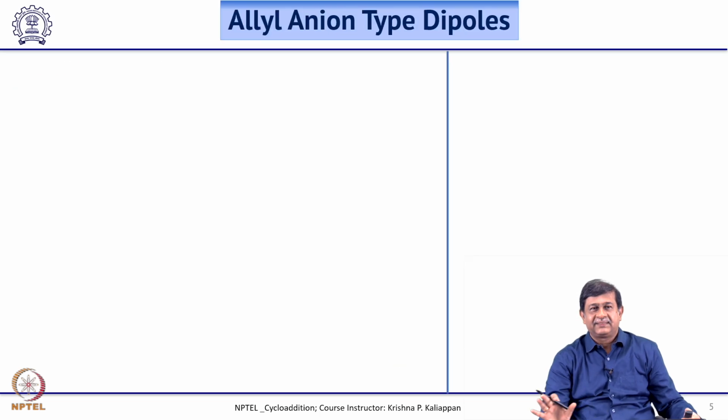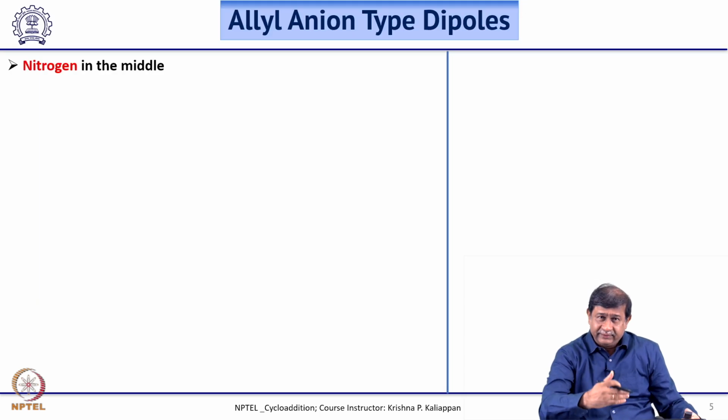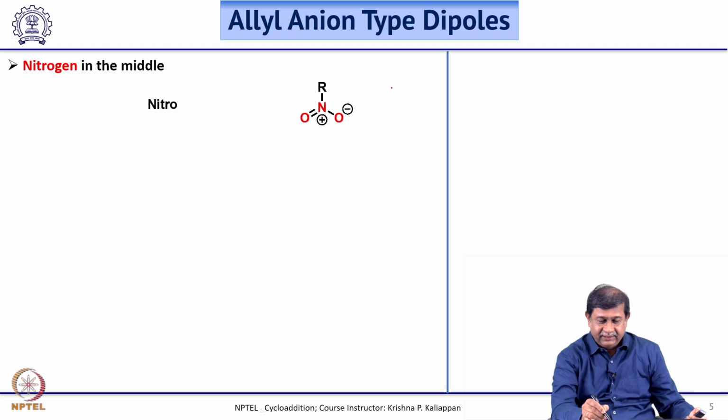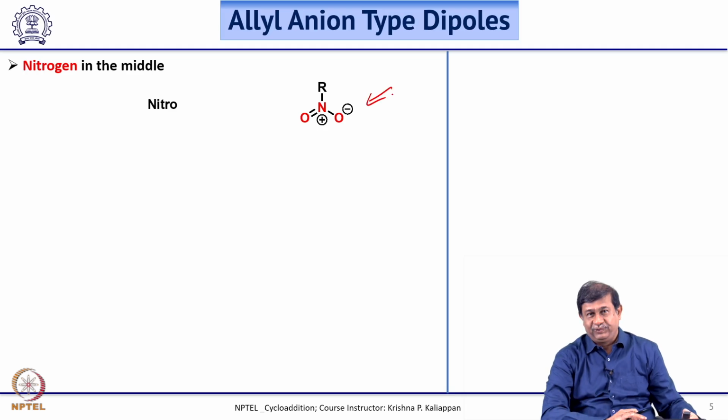Okay. Now, let us see some examples of allyl anion dipoles. So, again there are few subdivisions. What we do, we start with having nitrogen in the middle. There are 3 atoms. So, first let us keep nitrogen in the middle. The simplest one, which is commercially available, well known, is nitro group. Okay, you can see nitro group. So, here it is a classical dipole.